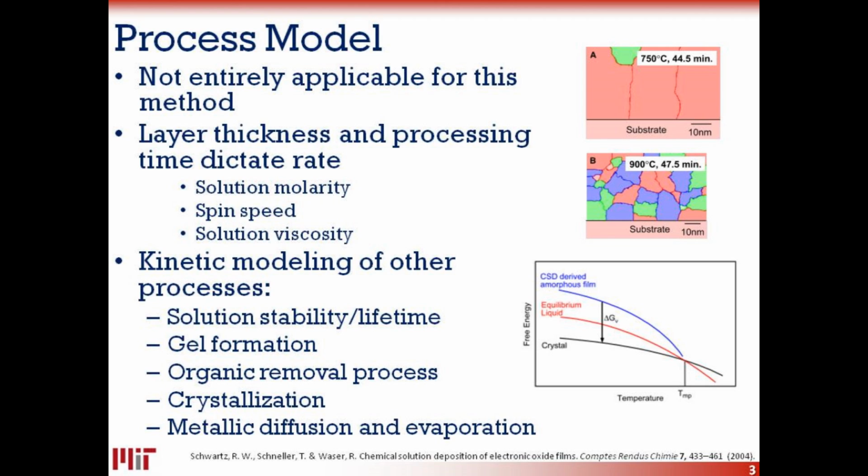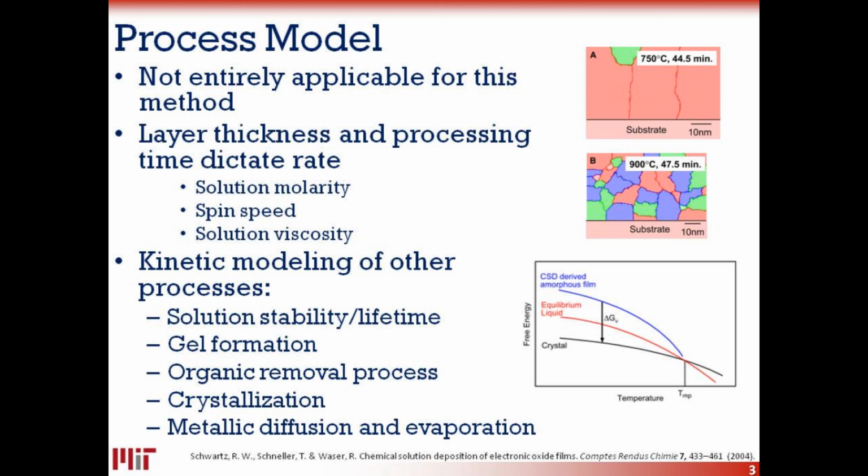So now looking at the final slide, how are we going to model this process? We can't model it kinetically as we have many of the other processes that we've looked at, because it's not a continuous process, it's a discrete process. The rate at which you're going to deposit is dependent upon the solution molarity, the spin speed, and the solution viscosity, because you're limited by how thick you can make a single layer. And then your processing time will be based on how fast you can put layers down, how often you need to crystallize between each layer, or whether you crystallize only at the end. All of these things will determine your rate.